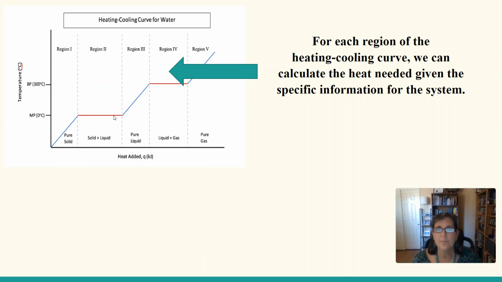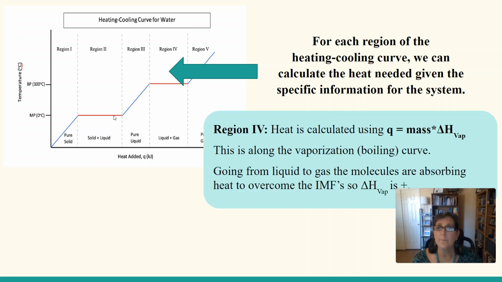All right. Region 4. Heat is calculated using Q equals mass times delta heat of vaporization because we are boiling. We're vaporizing now. So that is along the liquid to gas line where we're boiling. We're going from liquid to gas. So again, liquid pulling apart to gas. So we're absorbing heat to overcome the intermolecular forces. So the delta H vaporization is a positive number.